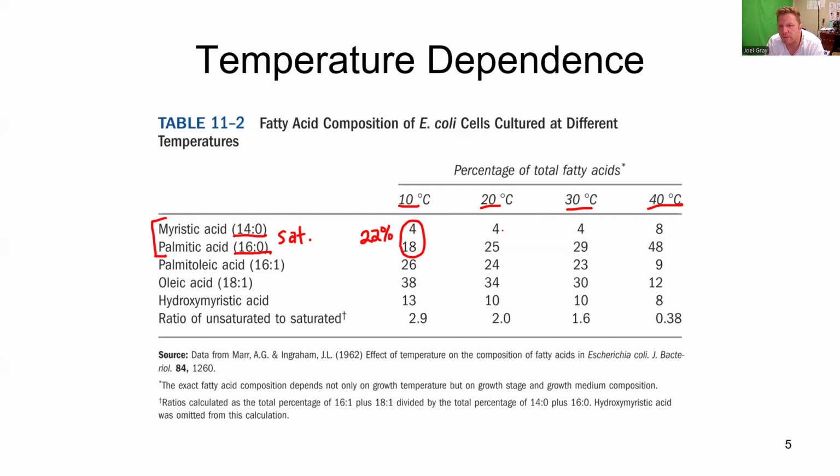Now we don't know what to compare that to, or we don't have any kind of basis for comparison. However, what we can do is we can go over here and say, all right, well, when we culture E. coli at 40 degrees Celsius, what happens? Well, at 40 degrees Celsius, we have approximately 56% of the total fatty acids are saturated fatty acids. So at 40 degrees Celsius, we have 56% of our fatty acids are, well, are saturated.